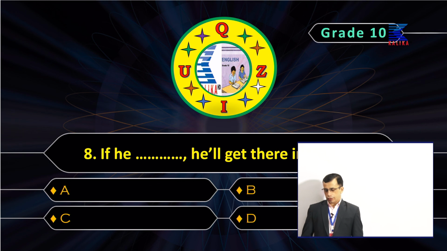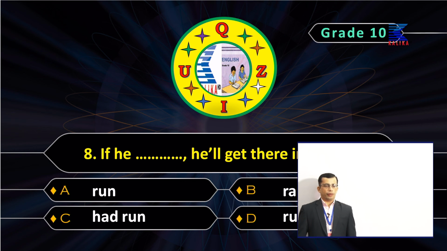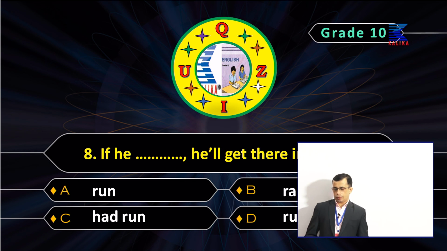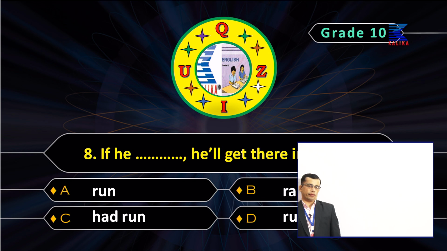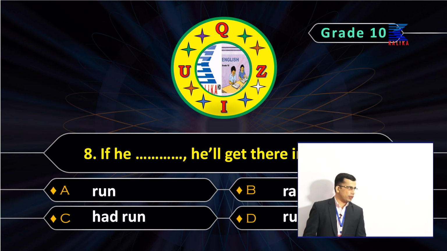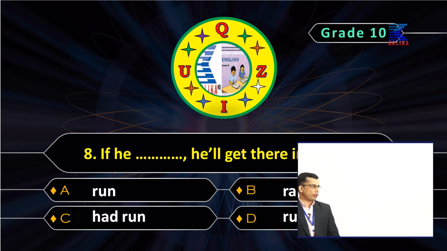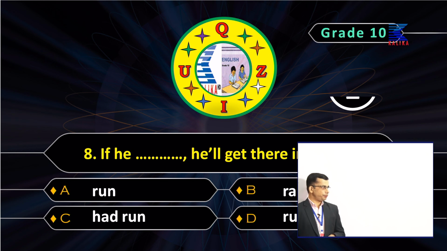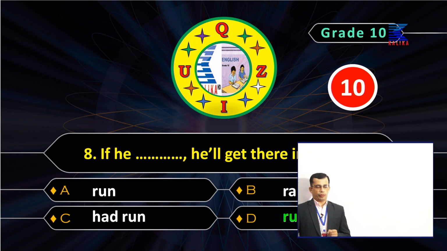If he ___ he will get there in time. Run, ran, had run, runs. See, in main clause what is there? Will plus verb 1. In if clause you are supposed to fill verb 1 or verb 5, okay, according to the subject. So, third person pronoun is there, singular subject. So, singular verb, what is that? Runs.